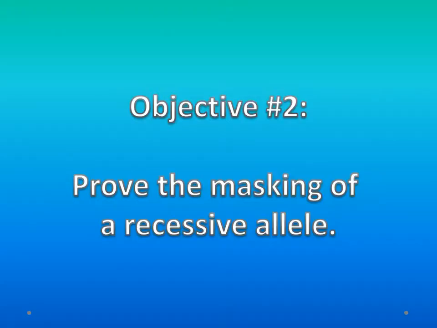All right, on to objective number 2, which asks you to prove the masking of a recessive allele. To do this, we need a whole new experiment and a whole new formalized hypothesis. It may help to consider Gregor Mendel at this point. Remember, he crossed those purebred tall plants and those purebred short plants, and all of their offspring came out tall, and he was very confused. He didn't know if the tallness information was covering up the shortness information, or the short information was completely gone forever. So he decided to do an experiment.